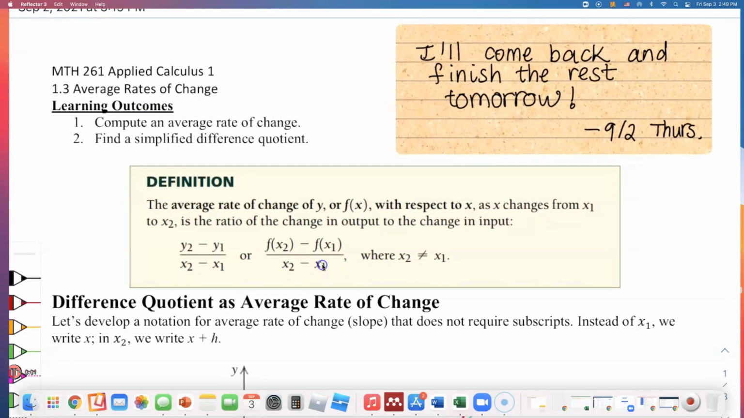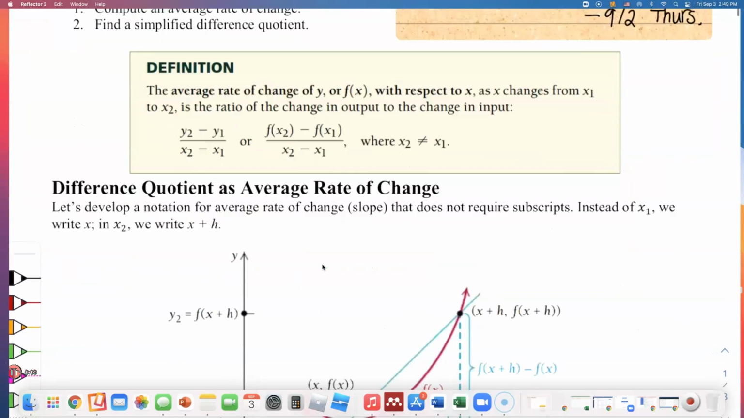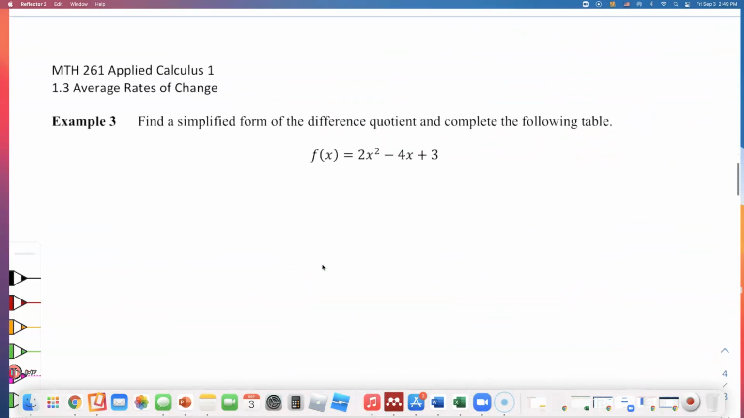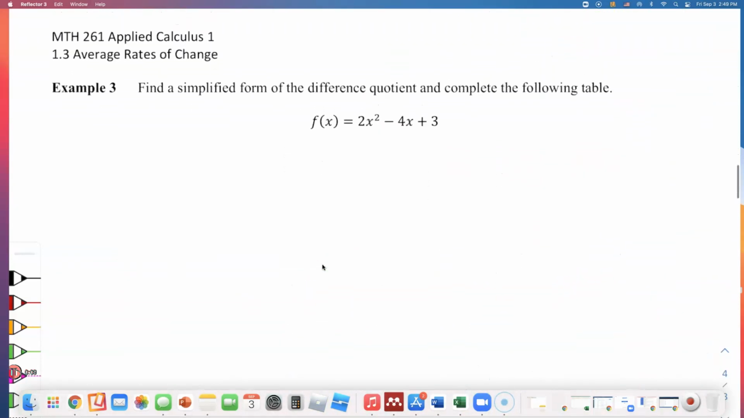Okay, I came back to finish the packet today. Let me pick one. Well, I'll do this. Example 3. Find a simplified form of the difference quotient.